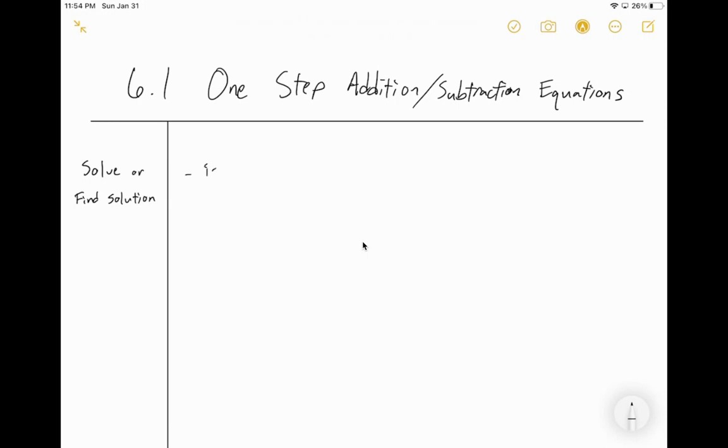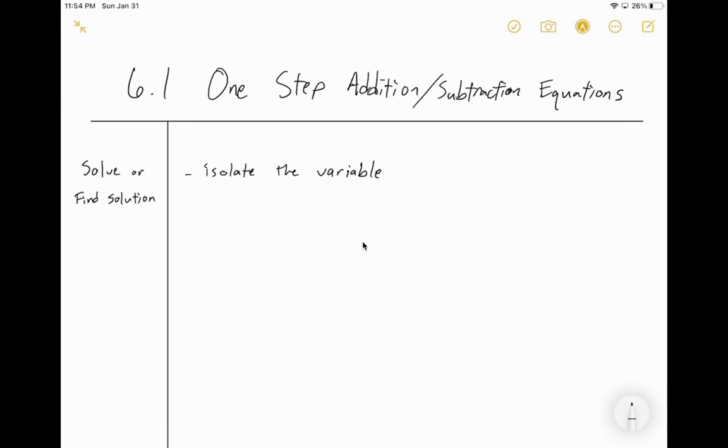And what that means is your goal here is to isolate the variable, okay? To get the variable all by itself. You want to find out what x equals, what y equals, whatever the variable in the equation is. That's the goal here, okay? So we're going to work at that.